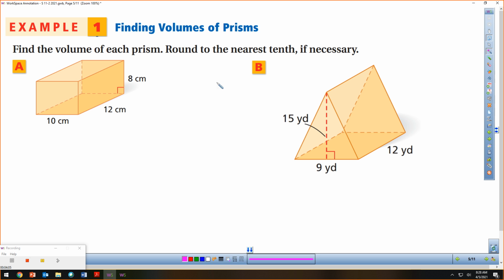So we want to find the volume of each prism and round to the nearest tenth if necessary. How many bases do I have in this one? How many bases do I have in my figure? I have 2 bases. It's a prism. That means I'm going to use that first formula, which is volume equals big B times H. Okay? So big B is the area of my base. What shape is the base of my prism? A rectangle. So big B is length times width. So that's going to be 10 times 12, which gives me 120. And then what's the height of my 3-dimensional figure?